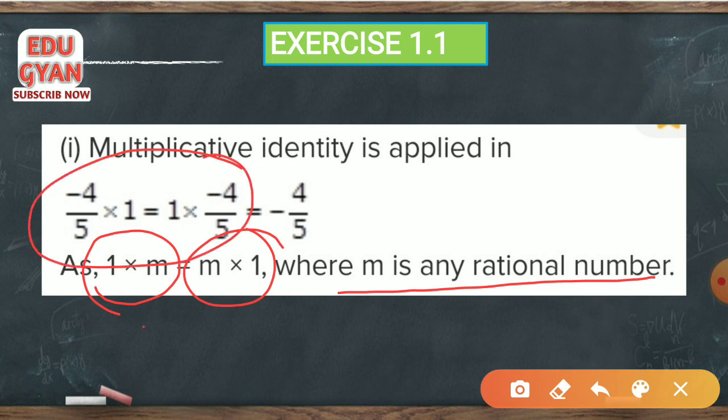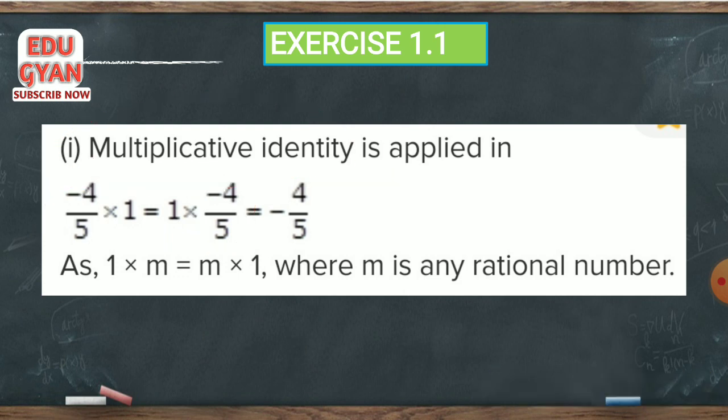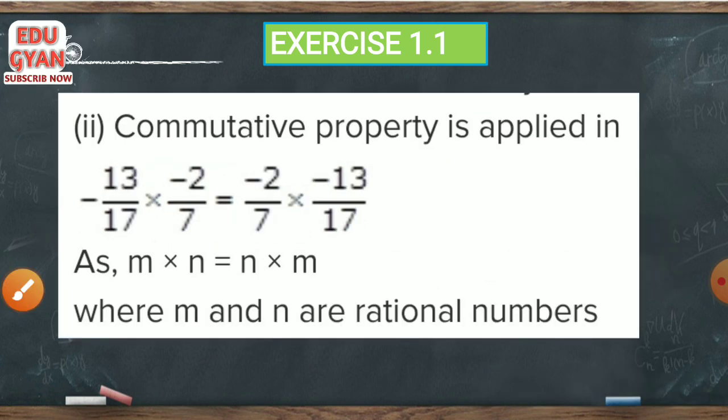So the question is in the form of this property, where minus 4 upon 5 is the rational number on both sides, so it is multiplicative identity. Okay, let's see the next question.